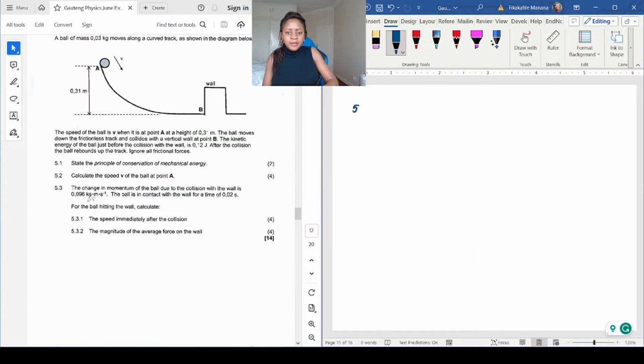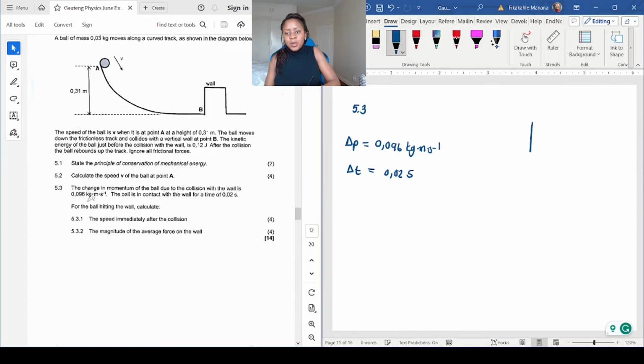All right, 5.3. The change in momentum of the ball due to the collision with the wall is 0.096. Let's just write down that information for ourselves. Change in momentum 0.096 kilogram meters per second, and the ball is in contact with the wall for a time of 0.02 seconds. Now, for the ball hitting the wall, calculate the speed immediately after the collision.